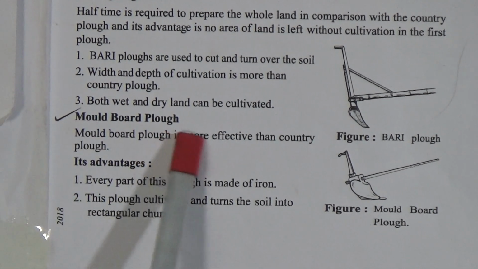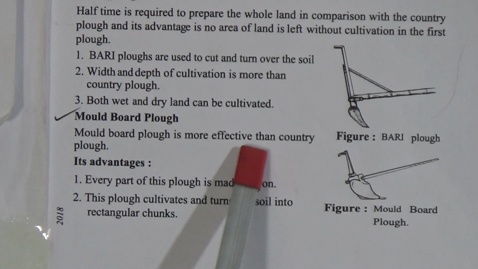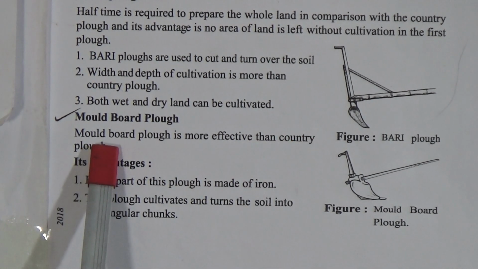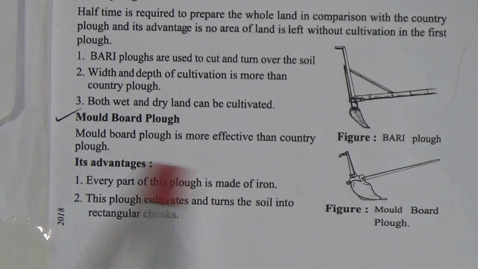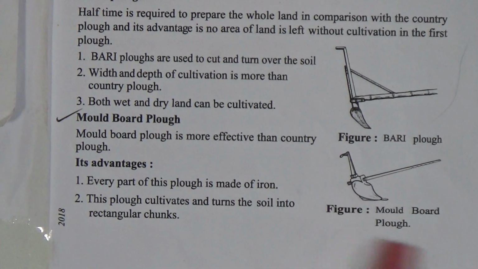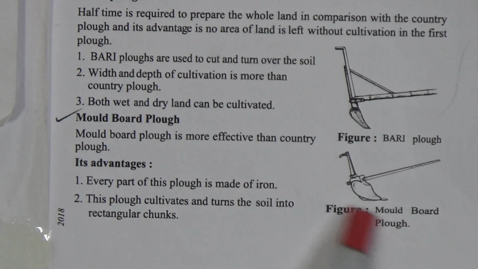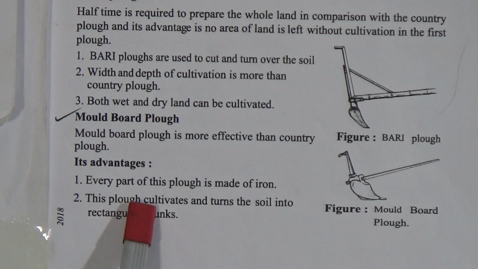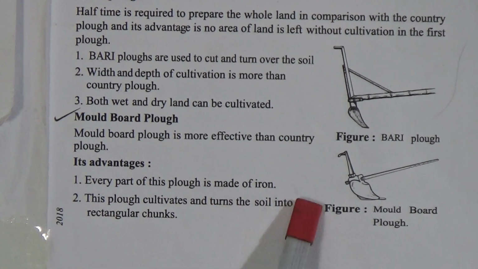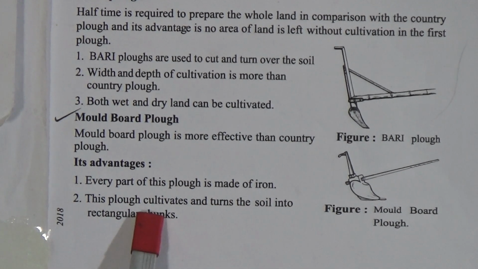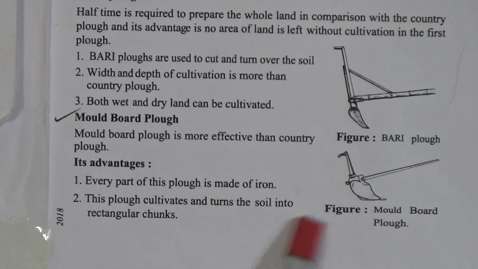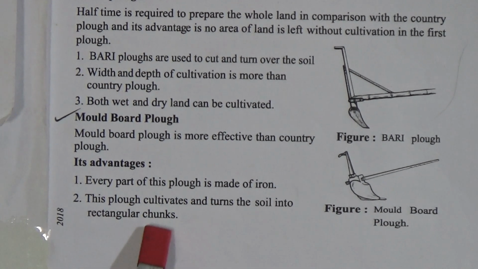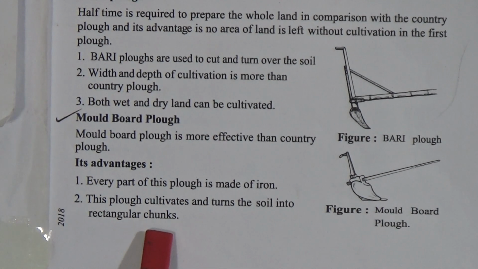This is the moldboard plough. Moldboard plough is more effective than country plough. Its advantages: this is the picture of the moldboard plough. The first one is every part of this plough is made of iron. Number 2, this plough cultivates and turns the soil into rectangular chunks. Students, chunks means actually a piece.